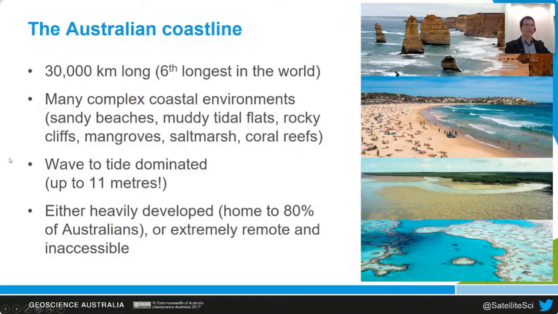The other interesting thing about our coastline is that it is divided into really heavily developed coastlines, in our cities and along the east coast of Australia, where about 80% of Australians live near the coast. And the rest of the coastline is incredibly remote and inaccessible. So this has led to a situation where some areas of our coast are understood and mapped really well, and others are, at the moment, pretty much left off the map.